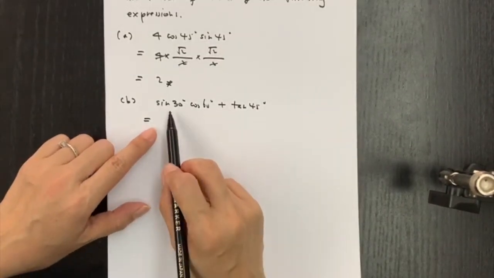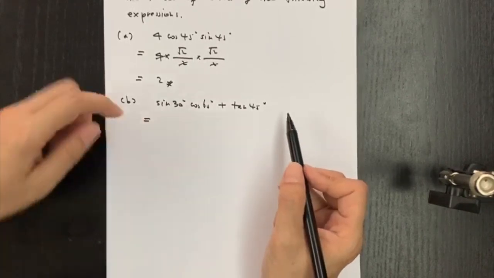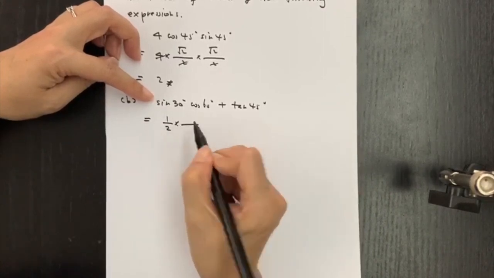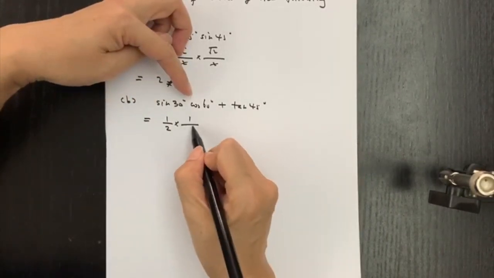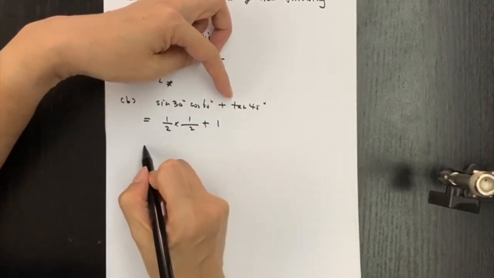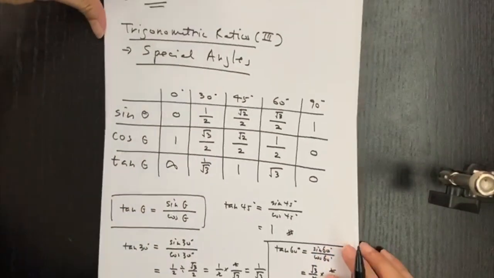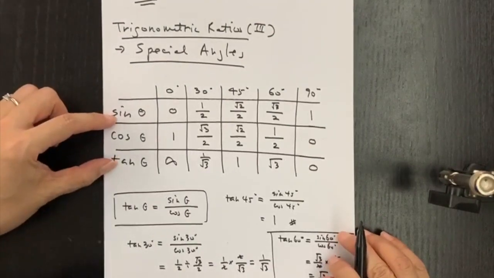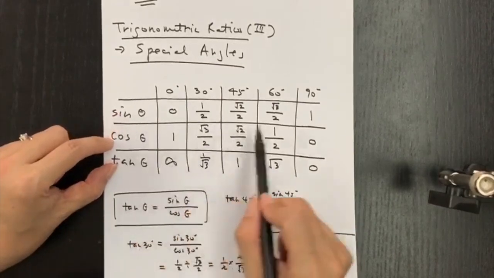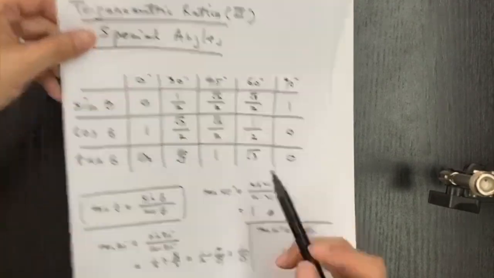Next we have sine 30 times cosine 60 plus tangent 45. What is sine 30? Sine 30 is 1 over 2, and then times. What is cosine 60? Also 1 over 2, and then plus. What is tangent 45? It is 1. Again, this table is very, very important, so make sure that you memorize all these values for the special angles. Sine 30 is 1 over 2, cosine 60 is also 1 over 2, and tangent 45 is equal to 1.